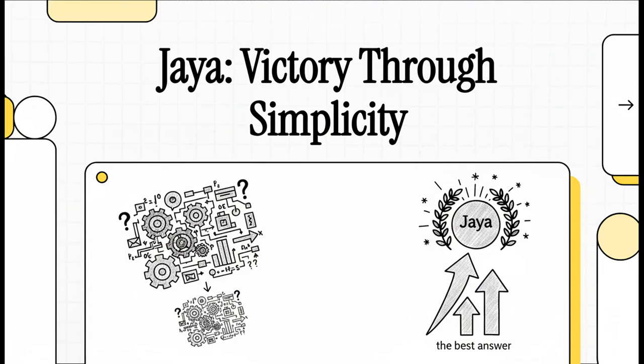Have you ever looked at an optimization algorithm and just felt overwhelmed? Like you need a special degree just to figure out all the settings? Well, today we're looking at something different. It's an algorithm called Jaya, and it's built on a radical idea. What if the best solution was also the simplest? Let's dive in and see how it works.